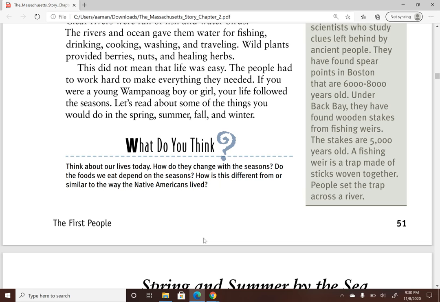Now, this is different from what Native Americans did, because if they couldn't grow it in the winter, they were not eating it. They didn't have storage or they weren't able to get food from across the nation like we can today. I'm sure you guys came up with some great ideas as well on that.